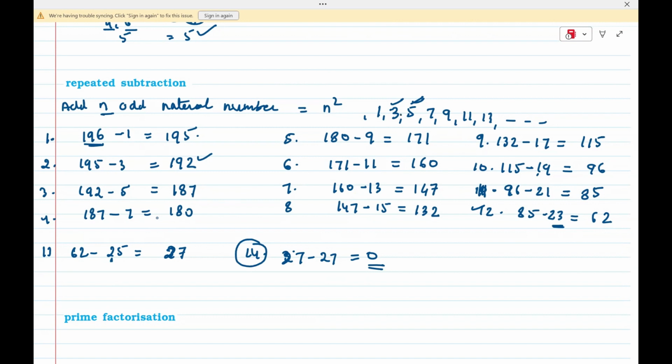Like 1, 3, 5, 7, 9, 11, 13. Last odd natural number is 27. But how many odd natural numbers? 14. So the square root of 196 is how much? 14.